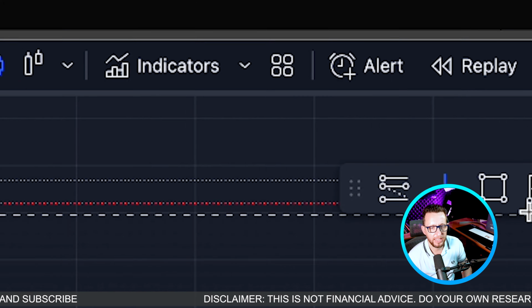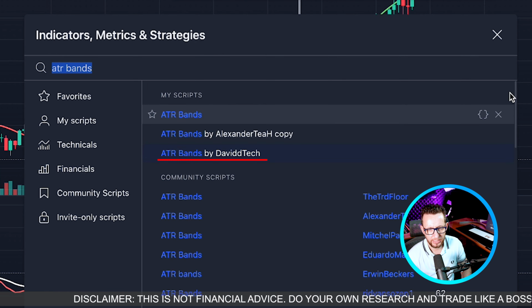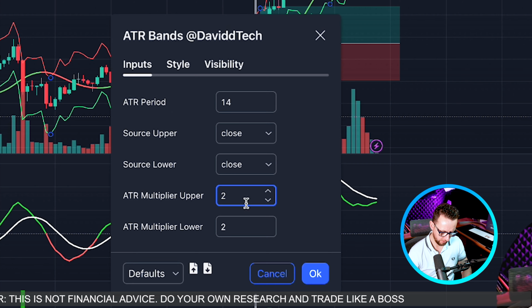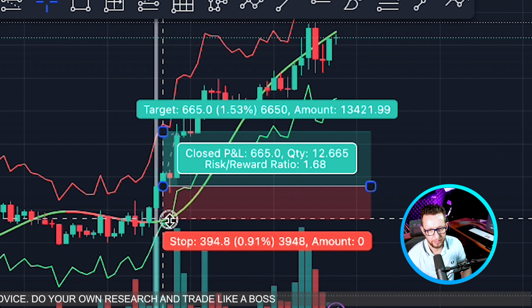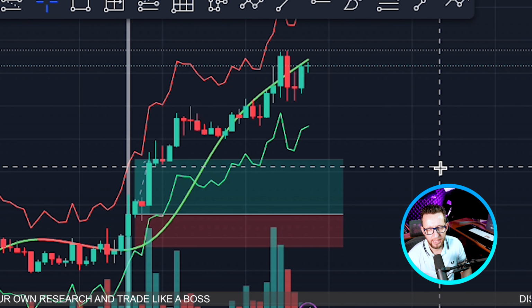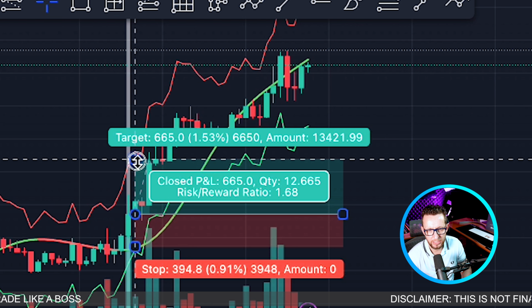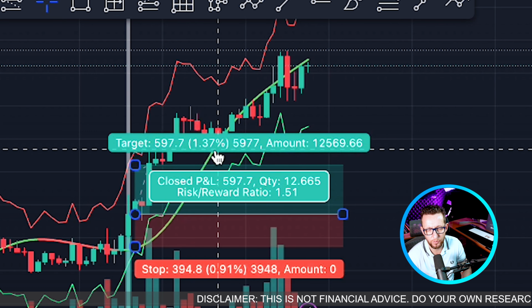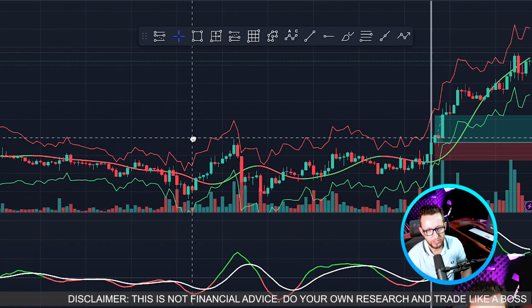Now I'm going to be using ATR bands for our stop loss and take profit, as always, by David Tech, just here. And we're going to be setting them to 2.5 for our stop loss, just like this here. We're going to be getting in and out extremely quickly because that's the idea of this strategy here. And we're going to be looking for a 1.5 risk to reward. And here we would have taken 1.3% from the market. Absolutely perfect entry, as you can see.